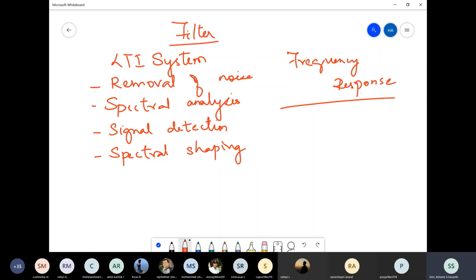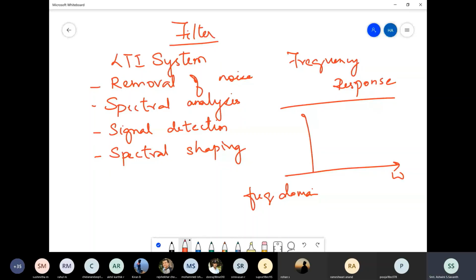What is this frequency response? How do you want the characteristics of the filter to be in the frequency domain? Say, for example, an ideal low pass filter. What does a low pass filter do? It will pass the low frequency components, whereas it stops the high frequency components. It's going to have a cutoff frequency, and until then it's going to pass all the frequency components.